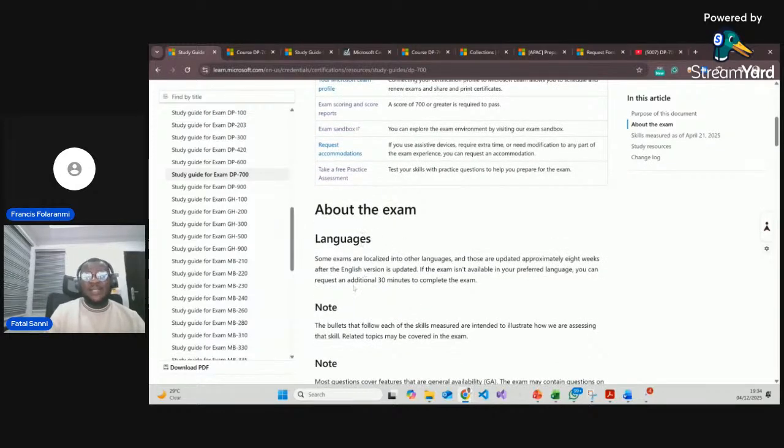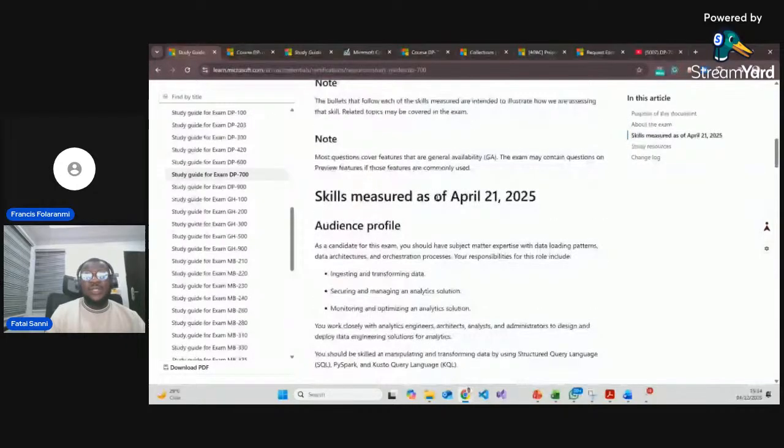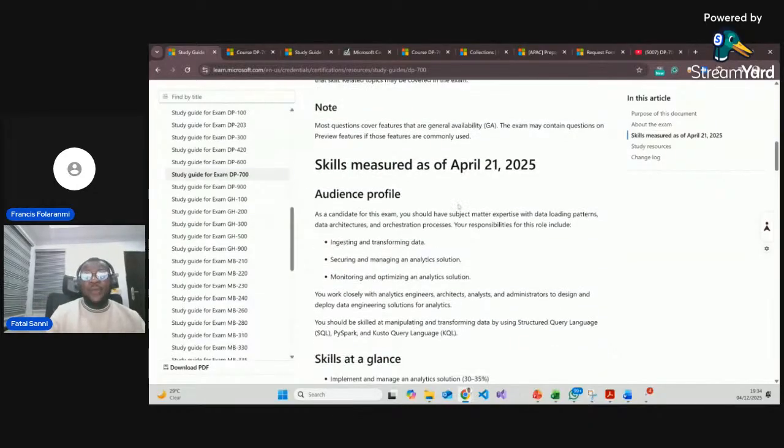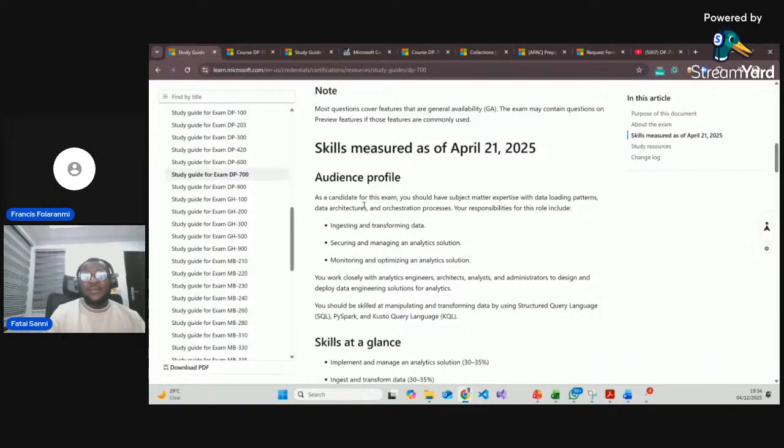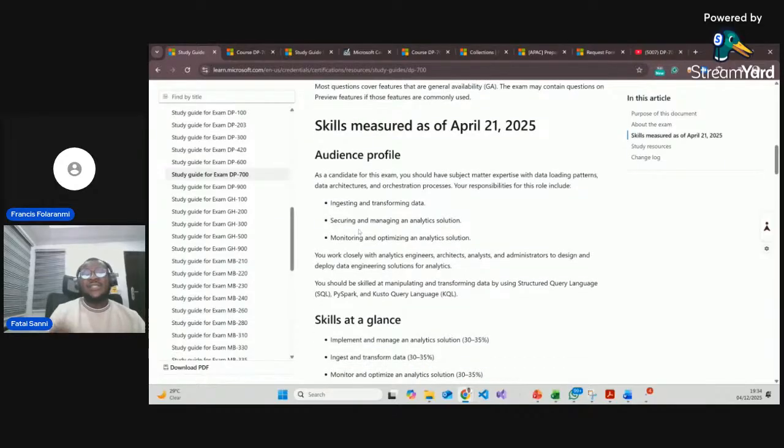Okay, so about this exam, it talks about the languages, the notes, the skills that are measured. Of course, we talked about this also. If you've been following this series, we've practically gone through all of these modules. All right, so the audience, the candidates for this exam, you should have subject matter expertise with data loading patterns, data architecture, orchestrating processes, and your responsibility for this role. So you're going to be ingesting and transforming data, securing and managing analytics solutions, monitoring and optimizing analytics solutions. If you want to learn about every single thing we've said about each of these modules, please go back and rewatch session 1, 2, and 3 of this series. Okay, we've talked about all of this.